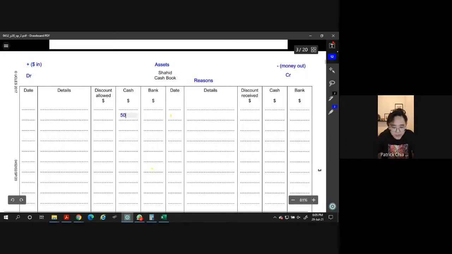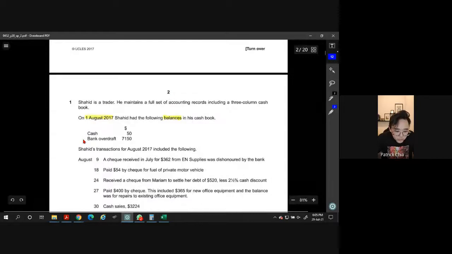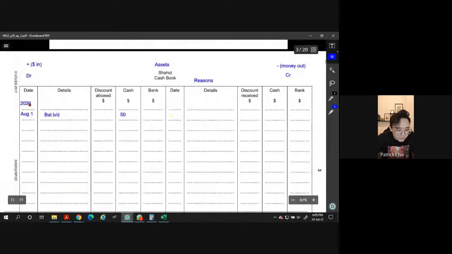Okay, put in 50. And then details, you write balance BD. Okay, I'll just write short form here, balance BD. And then you can do the dates later, which is 2020. Is it August 1st? Is it 2020? 217, sorry.